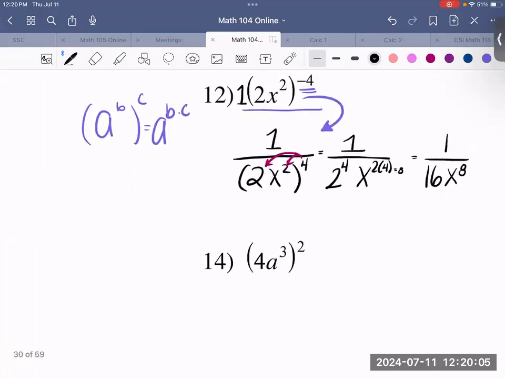So let's try that one more time. So this one is a positive exponent here. So it does not need to change positions, but we do need to make sure that it goes throughout our expression. A to the 3 times 2 equals 6. So we have 16 a to the 6th power.